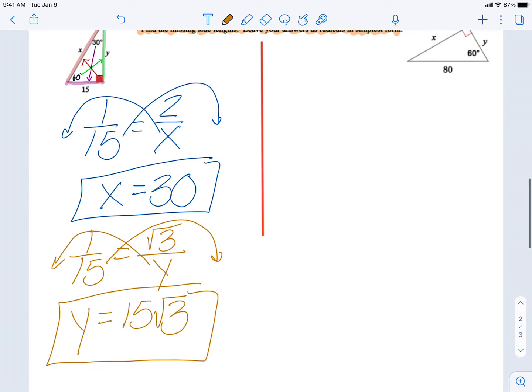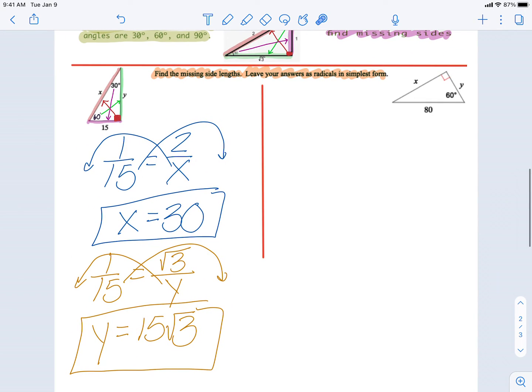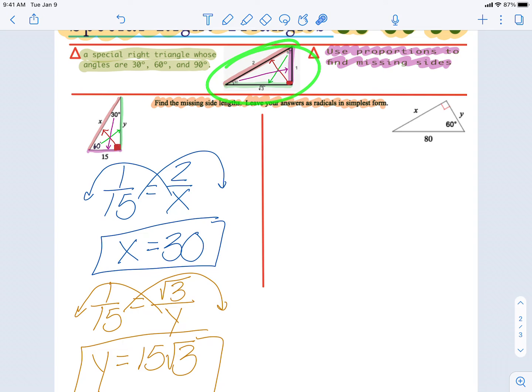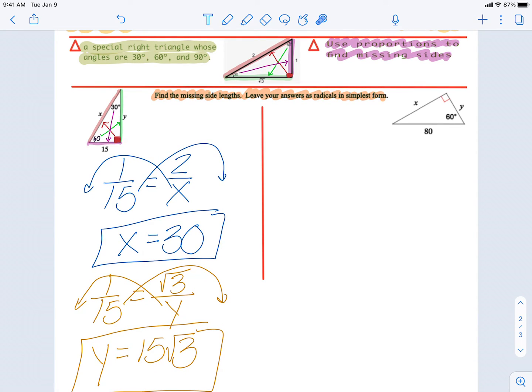I have found my x and I have found my y. Perfect. Found them both. And we found them using proportions, right? Identifying our sides and then using proportions.